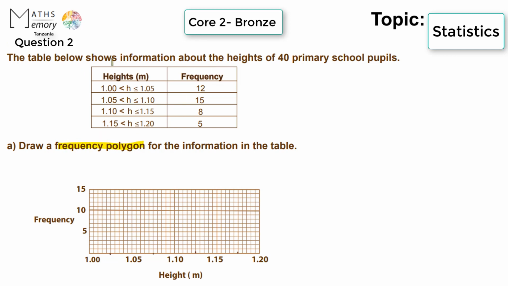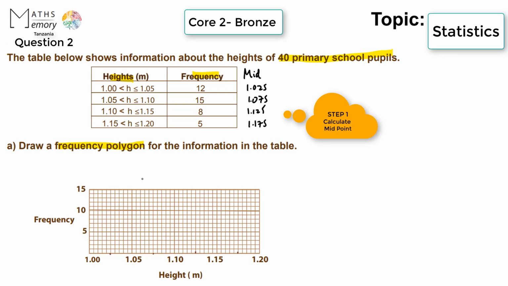Okay, so the table below shows information about the heights of 40 primary school pupils, height and frequency. So first of all, frequency polygon means a mid-value. Let's write midpoint over here. The midpoint between 1 and 1.05 is 1.025, the midpoint between 1.05 and 1.10 and so on, usually going up in a fixed interval. So these are things you can check as well. All we do is this.